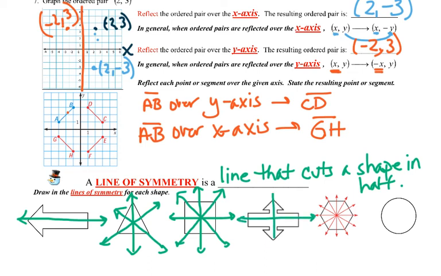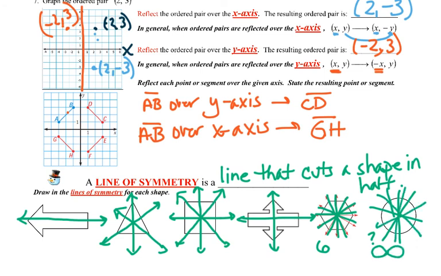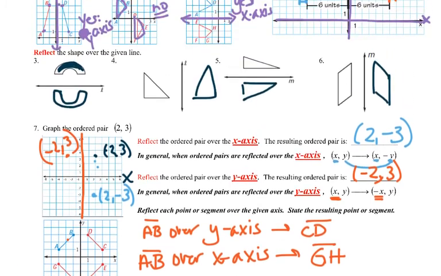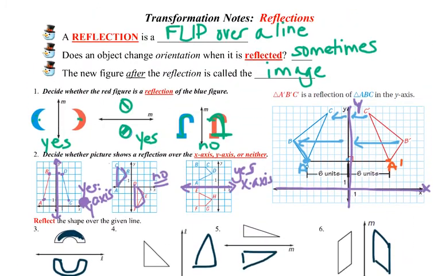And then here there are 2 ways to cut that shape in half. We did this one for you, so it's like 1, 2, 3, 4, 5, 6 lines of symmetry for the hexagon. How many for the circle? How many ways can you cut a circle in half? What do you think? Yep, infinite. There are an infinite number of ways to cut a circle in half. So this is reflections.